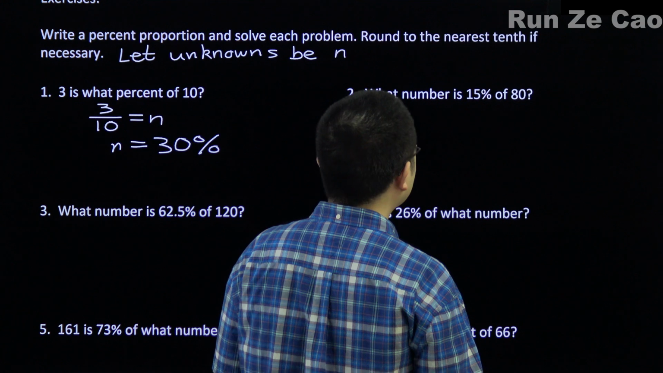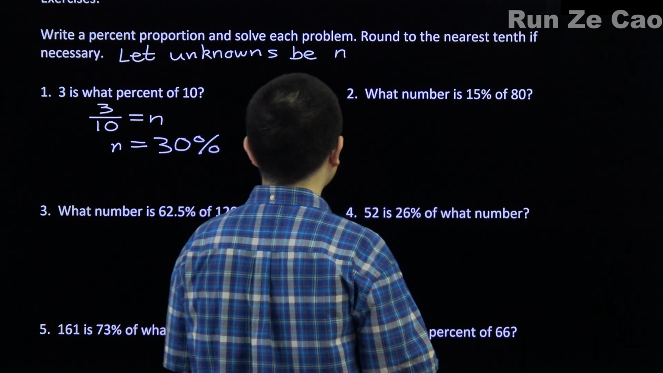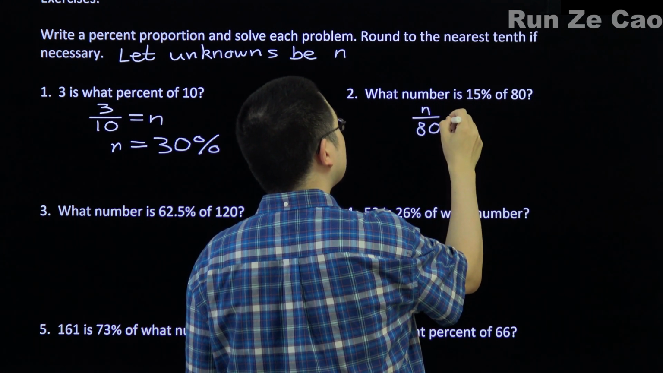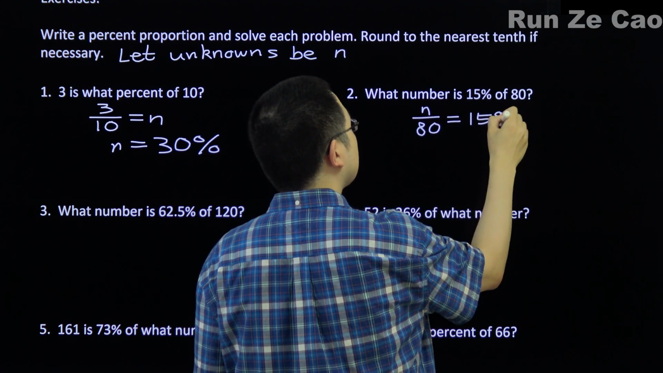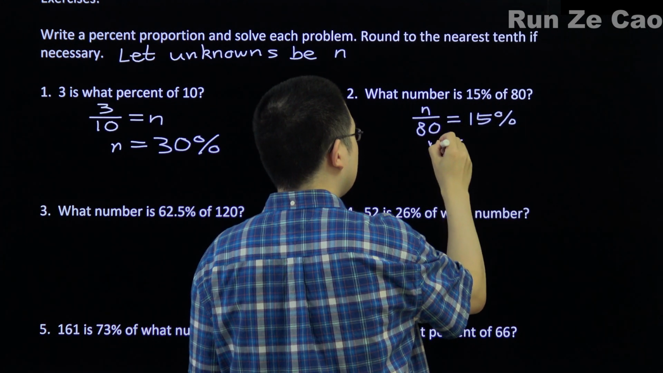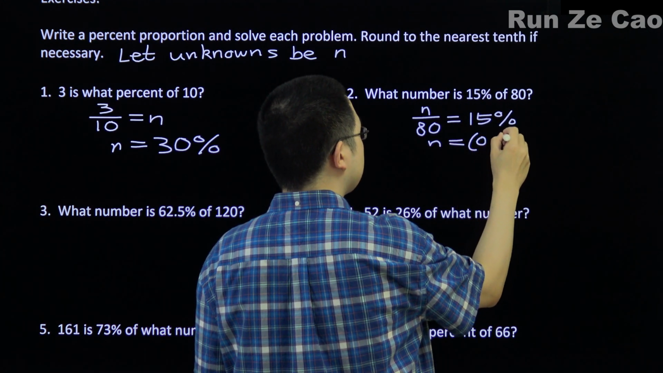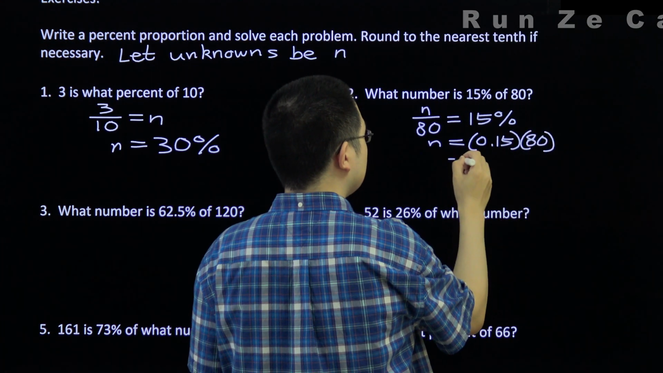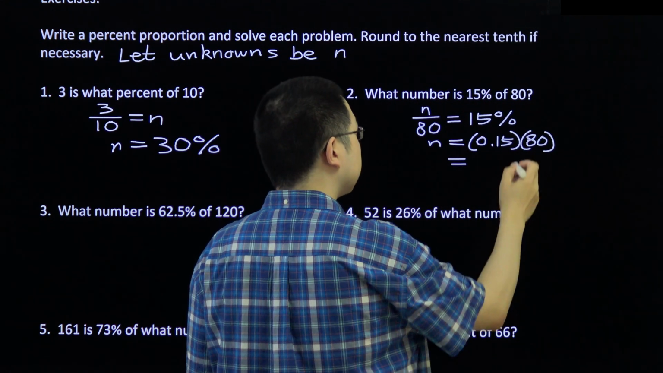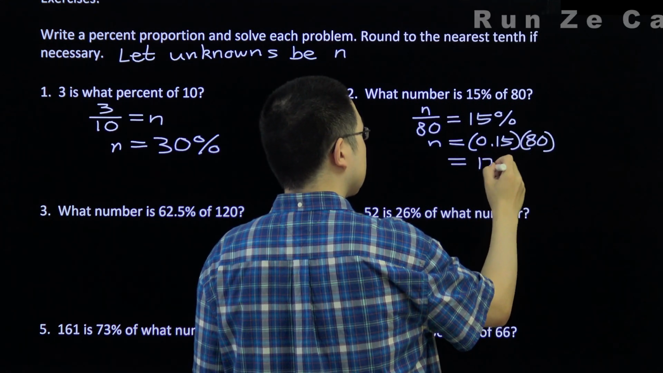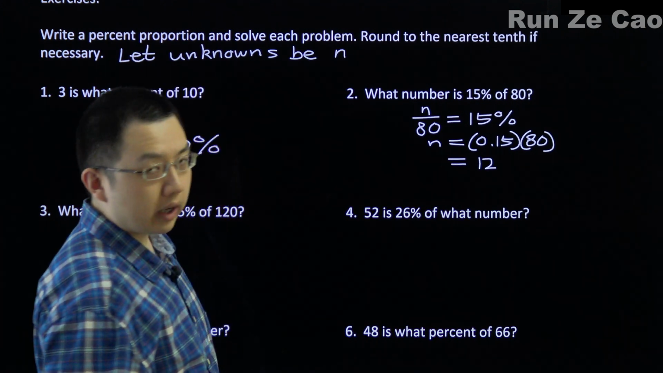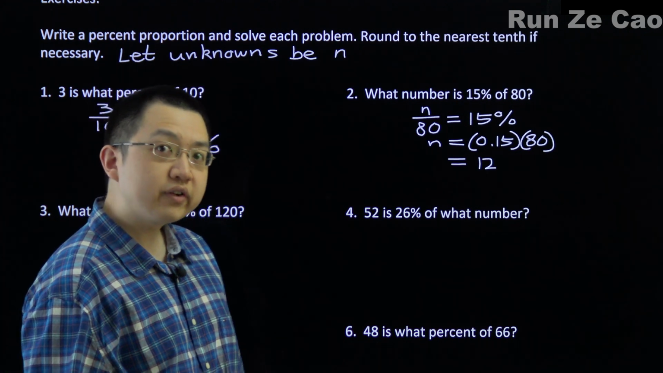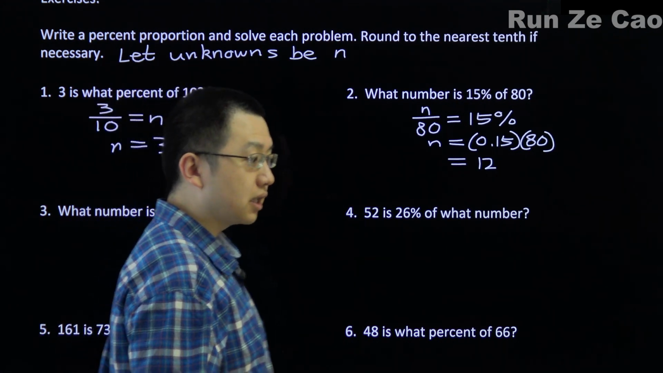So what number is 15% of 80? N over 80 is equal to 15%. N is equal to 0.15 times 80, which is equal to 12. 0.1 times 80 is 8. 0.15, so half again that much, that's 12.